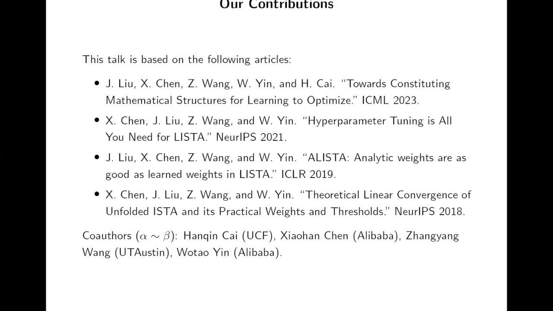Since 2018, the first year here, and until now, I have continuously studied this topic, and fortunately have some papers on it.